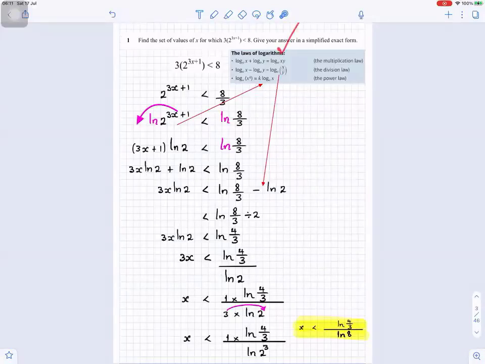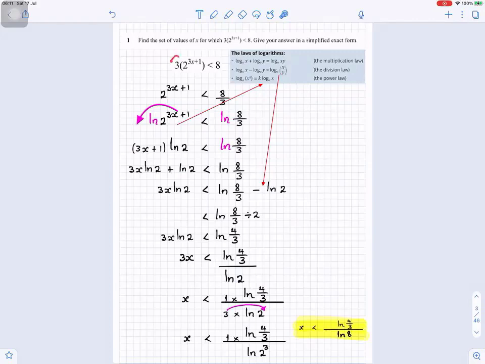The laws of logarithms. Log x to the base a plus log y to the base a is equal to log xy. You multiply them: the multiplication law. Log x minus log y is equal to log x divided by y: the division law. And log x to the power k, the k comes to the front, is equal to k log x to the base a: the power law. So we're going to use this power law and the division law.